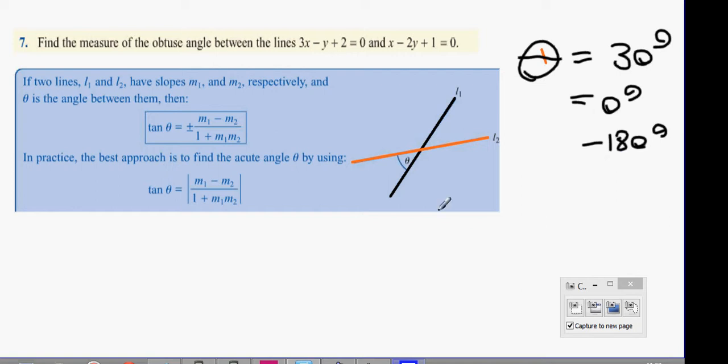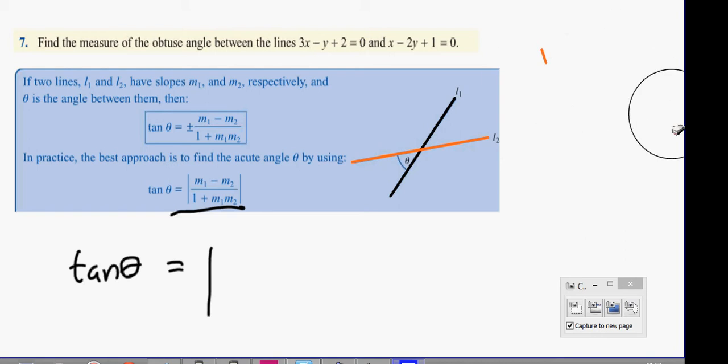Now what we're going to do next is use our formula: tan theta, and we're going to use the second version of it, equals m1 minus m2 over 1 plus m1 m2. Now I have to find out what m1 and m2 are. How do you find out? Using a formula from geometry, y equals mx plus c. Always get y on its own.